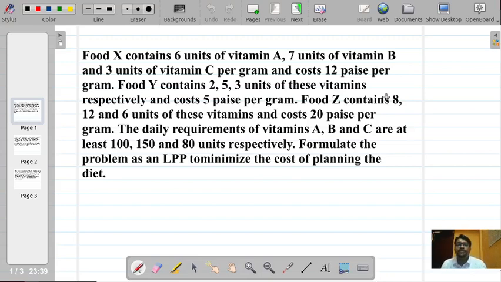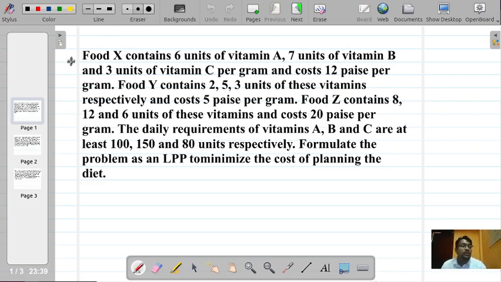Hello students, let us continue our discussion on formulation of LPP. So I'll take up a few more problems and I'll also ask you to solve a few problems so that you can understand the things better.